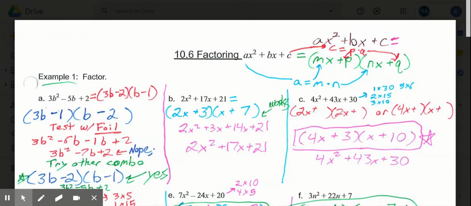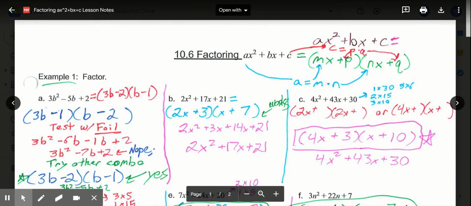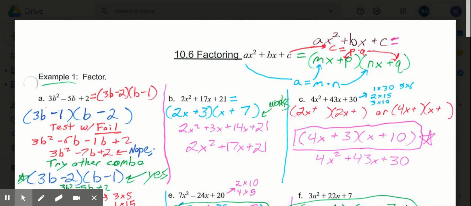Hi, and welcome to our second lesson on factoring. Our first lesson was looking at factoring trinomials when the leading coefficient in front of the x squared was just the number 1. Now we are looking at it when the value in front of the x squared is any value other than 1. So in this case, we're factoring an expression in the form of ax squared plus bx plus c.